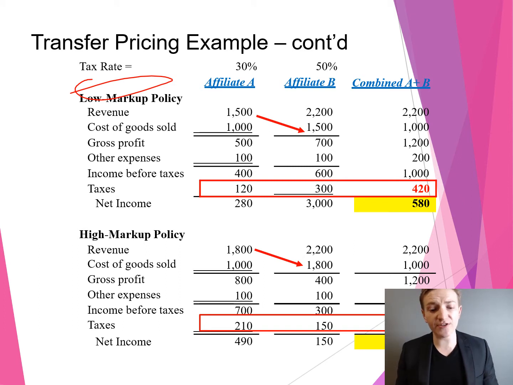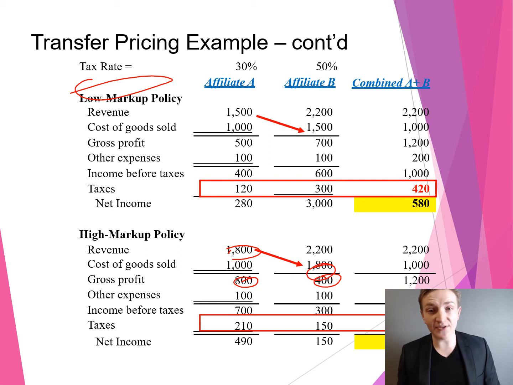So suppose our transfer price is now $18 instead of the $15 from before. In this case, company A would get revenue of $1,800, but company B will have COGS of $1,800 as well. So that means that company A now has a higher pre-tax income. Company B has a lower pre-tax income. So company A's gross profit is $800. Now company B's gross profit is $400. Before it was $700, now it's $400.